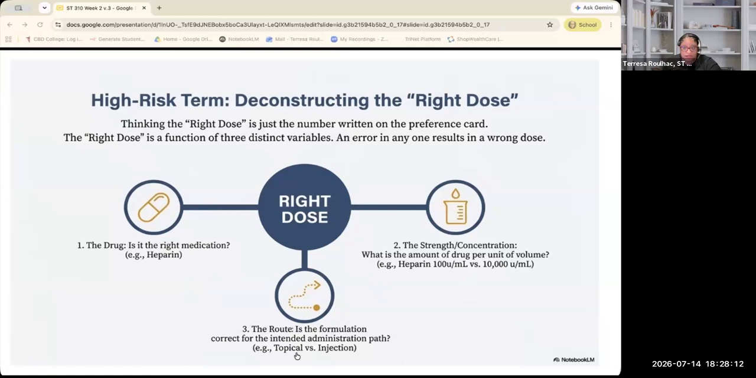Now, here's a concept that I want you to really dive in and understand. When people hear the phrase right dose, they usually think that's just the number, but it's much bigger than that. For a medication to be given safely, it has to be the right medication, the right strength, the right route. Those three pieces work together. You've got two patients on the schedule. They're both scheduled for a laparoscopic appendectomy. So they're going to go in and remove the appendix through cameras.